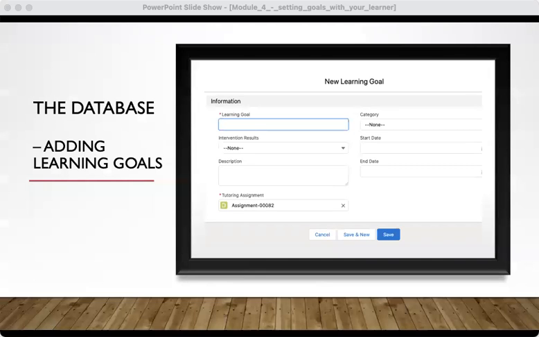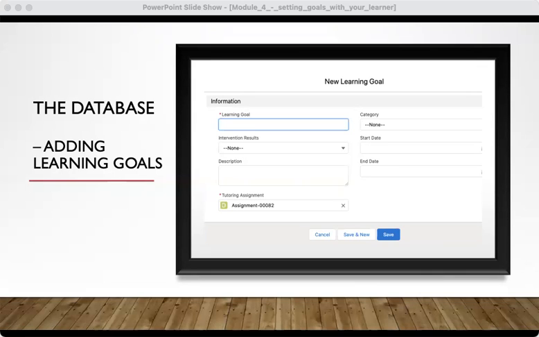The new database includes a section where you can easily view the goals you and your learner have set. You can have multiple goals and you can refer back to them so you can update them accordingly. You can write in the goal and categorize it if appropriate. Under intervention results, you can choose whether it's in progress, has shown improvement, it's completed, or it's incomplete or abandoned. And don't feel bad about incomplete or abandoned. Sometimes they just become less important as time goes on.